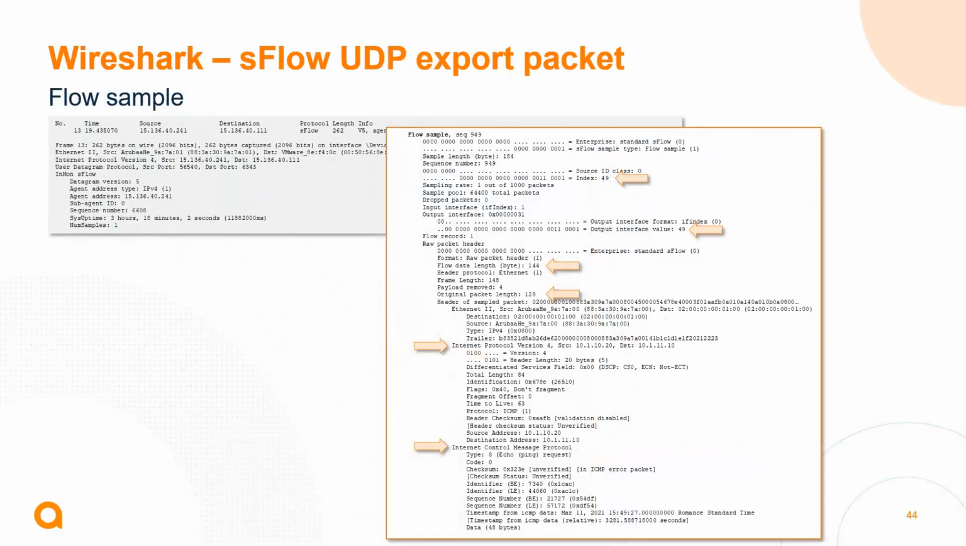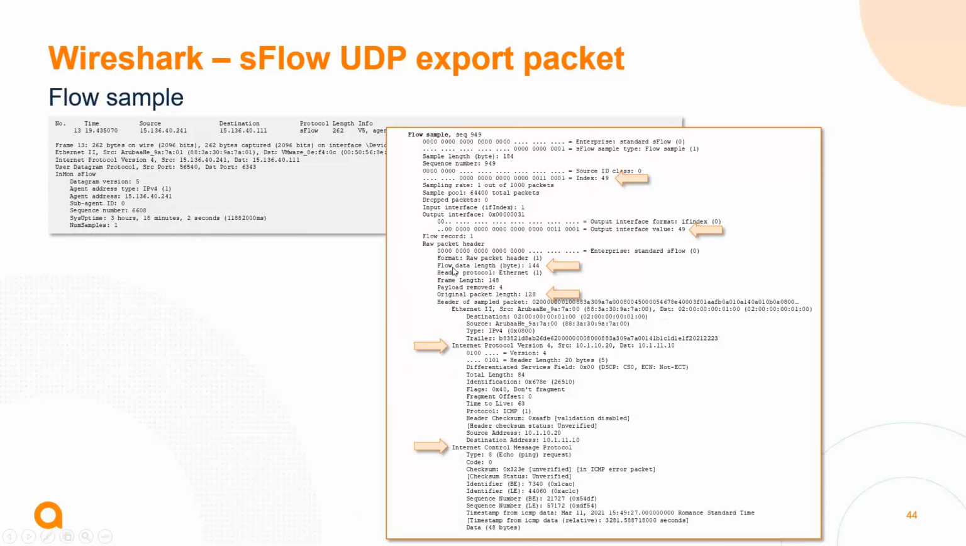The flow sample now, this is the most interesting part. Here you'll see, obviously, the interface index. So I will filter in Wireshark on the interface index. And interestingly, here is the output interface because we are focusing on egress here. So I'm selecting the output interface to explain it to you.